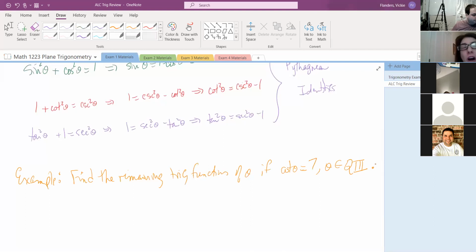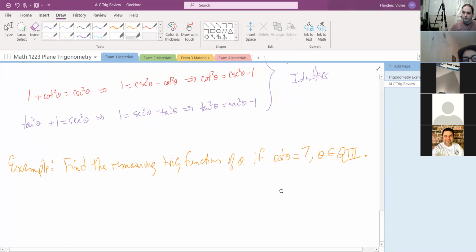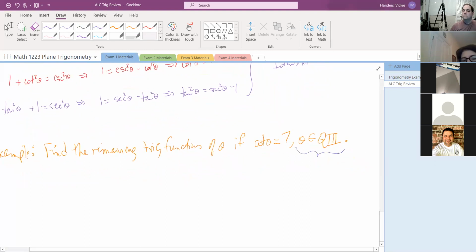Okay. Right. Now, I'm going to make a few notes first. Because theta is in quadrant 3, what do I know from the start? Cosine theta is, remember it has to do with the x value. It is negative. And sine theta is also negative because it's the y value. But the tangent of theta is positive.